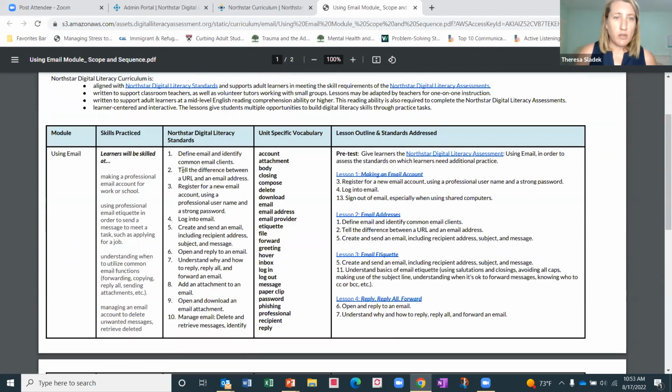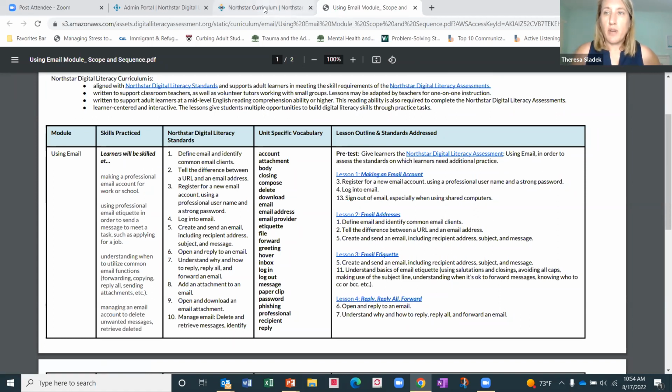Let's say you really want to focus a mini lesson on logging into email. You can see that that is standard 4 here. Now if I go over to the lesson outline and standards addressed column, which is the farthest column to the right, and look down the left-hand side of that column, I can see that standard 4, login to email, is taught in lesson 1. So if I open up lesson 1, I'm going to find the information there.